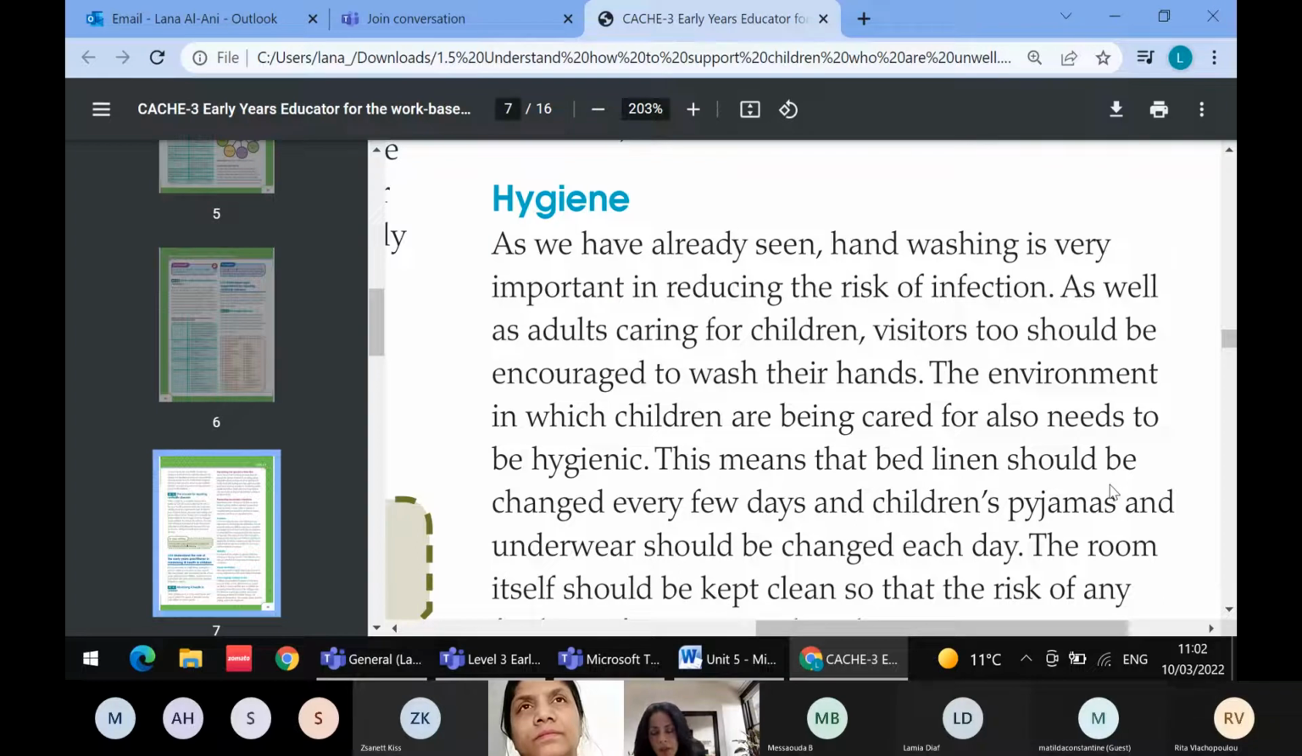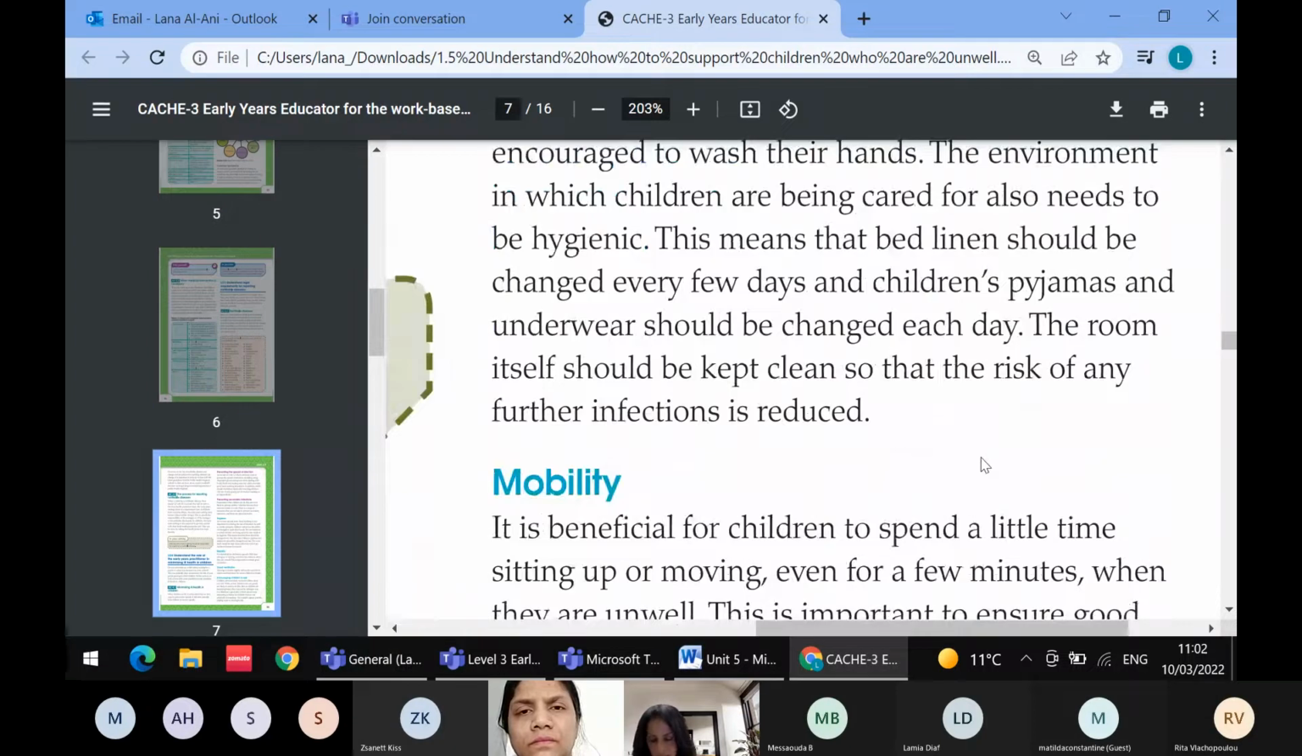The environment should always be clean, always hygienic. And when coughing, just cover your mouth. Yes, very good. Ventilation, good ventilation in the room. Also the bed linen, we should always change it every few days. The children's pajamas and underwear should always be changed. The room itself should be kept, as you said, ventilated, hygienic, clean, always. That's to reduce infection.